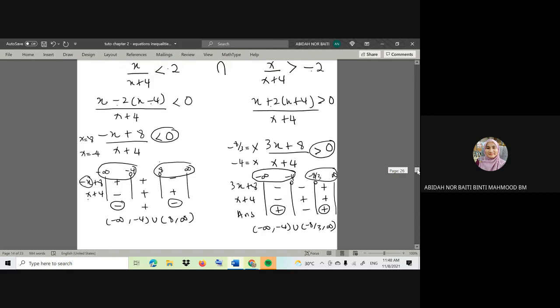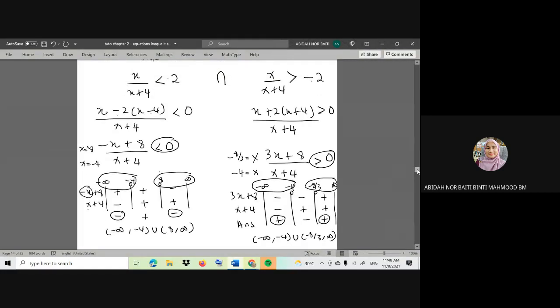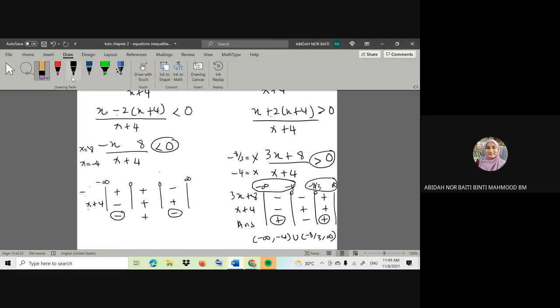Betul. Yes. Sepatutnya kat sini adalah X plus 4 ya, not X minus 4. Ya, betul. So ni betul lah minus. So here is minus 8 ya. So point dia pun salah ni. Salah lah ni. Cek balik lah ni. Ni semua ni salah kot ni. Ya. Cek balik, betulkan balik ya.